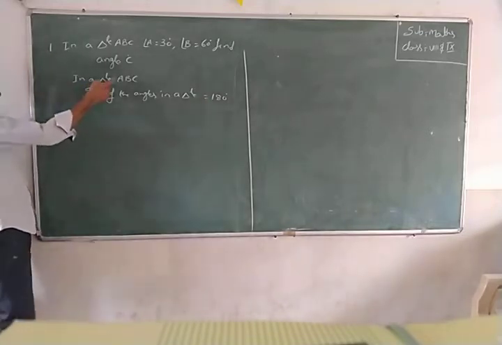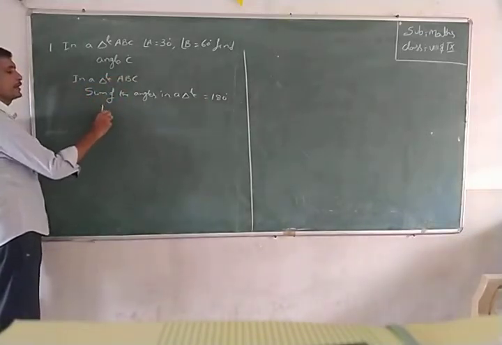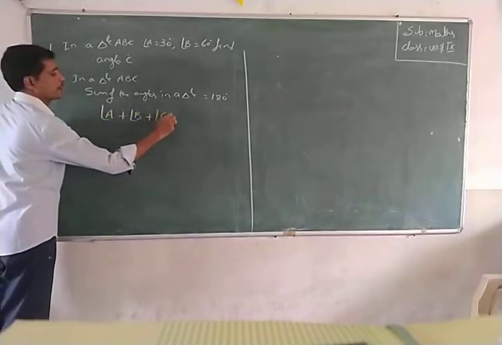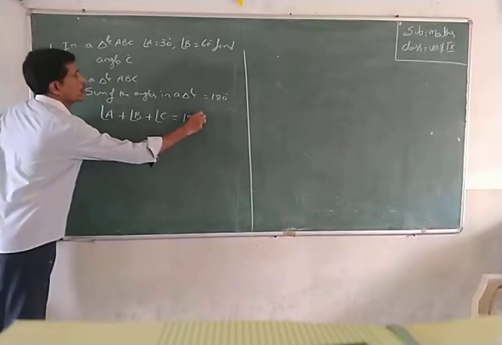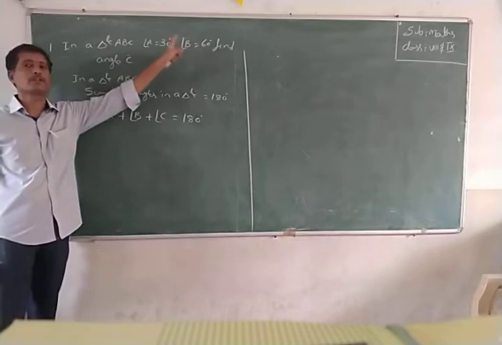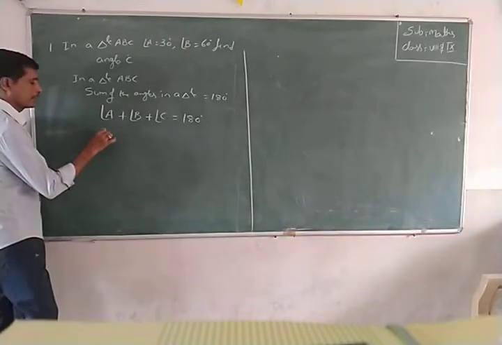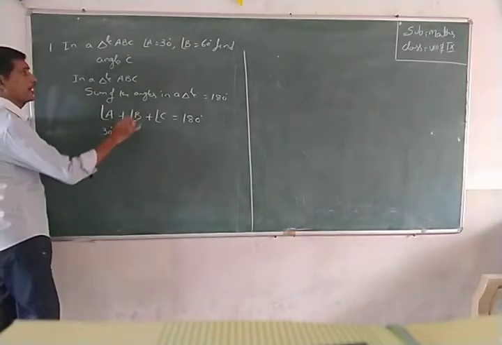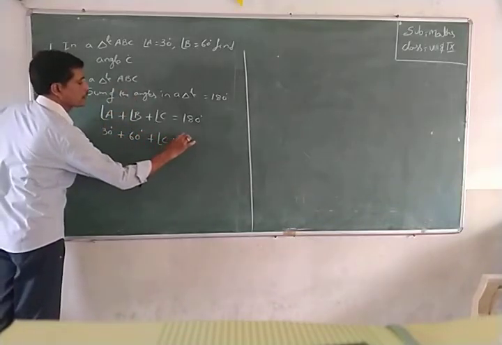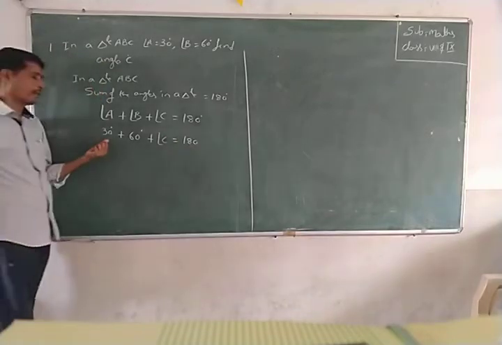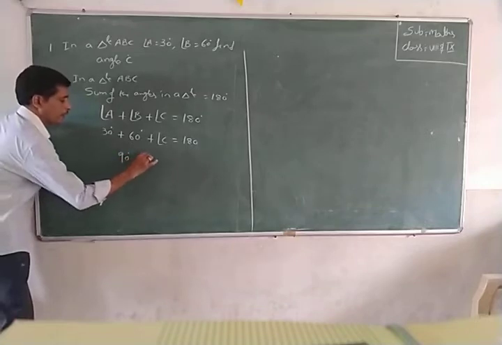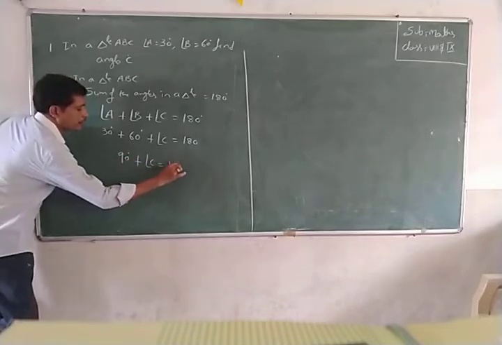A triangle ABC is given. Therefore angle A plus angle B plus angle C equals 180 degrees. Here two angles are given: angle A equals 30 degrees, angle B equals 60 degrees. So 30 degrees plus 60 degrees plus angle C equals 180 degrees. Here 30 plus 60 equals 90 degrees, plus angle C equals 180 degrees.